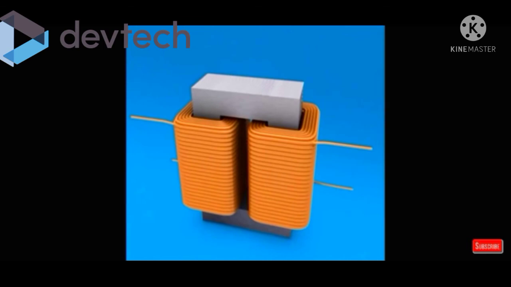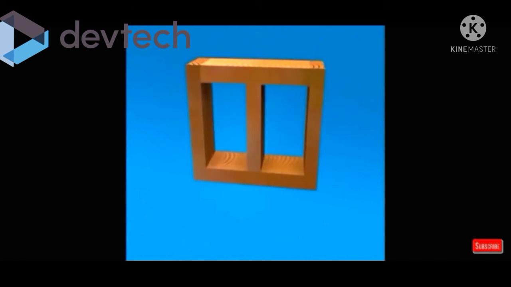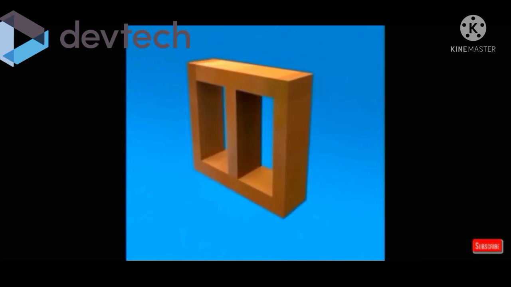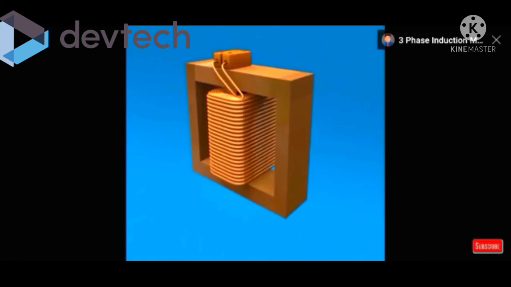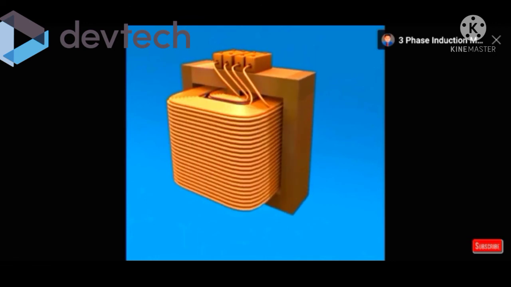The problem with the construction which is discussed so far is that the two windings are well separated from each other, and there is considerable reduction of magnetic coupling and hence the efficiency of the transformer. This disadvantage can be overcome by constructing the core like this, in which the two windings are brought close to each other, thereby improving magnetic coupling between them.